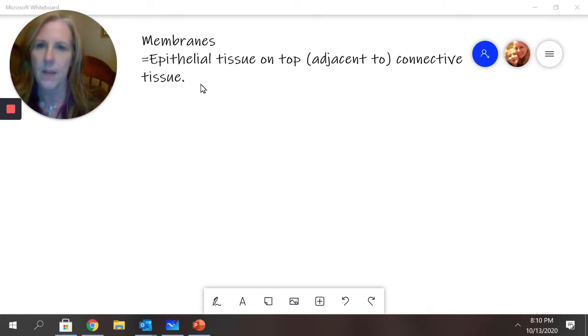A membrane is made up of epithelial tissue on top of or adjacent to connective tissue. So we have two different types of tissue that come together and give us a membrane. Now there's various membranes in the body, but there are four classes of membranes that we're going to go over.